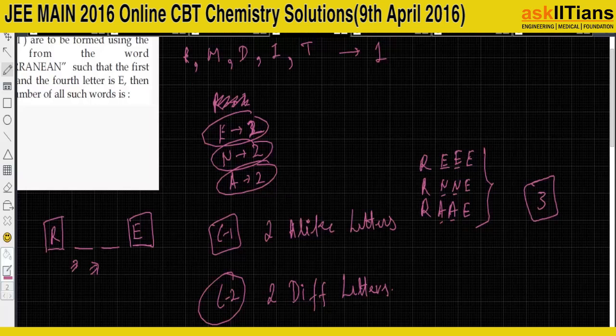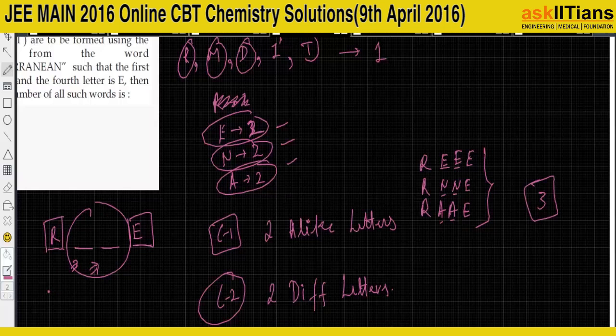Now for two different letters, how many different letters are there? 1, 2, 3, 4, 5, 6, 7, 8. So 8 different letters are there: R, M, D, I, T, E, N, A. E, N, A are counted only once each, so I'll consider only one of them. I am not considering that there are two E's. So there are 8 different letters, and out of these I can fill in any two here.